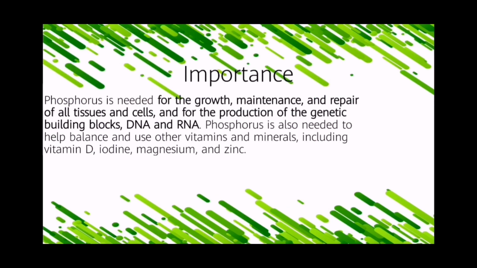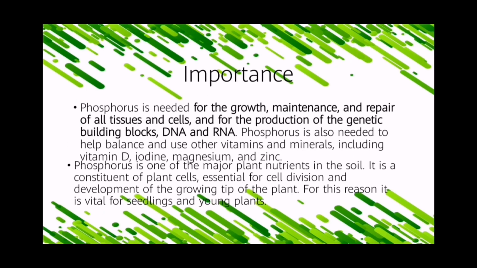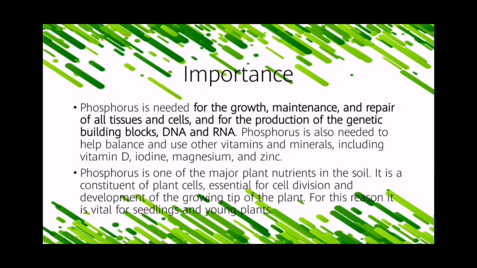Now let's move on to the importance of the phosphorus cycle. The phosphorus cycle is of utmost importance for maintaining life on Earth. Phosphorus is needed for the growth, maintenance, and repair of all tissues and cells, and for the production of the genetic building blocks, DNA and RNA. Phosphorus is also needed to help balance and use other vitamins and minerals, including vitamin D, iodine, magnesium, and zinc.